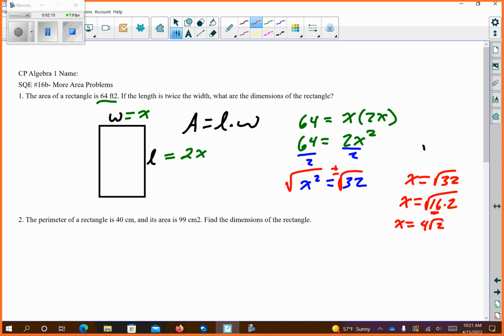Well, which side did we call x? W or L? W. So this side is 4 root 2, and this side's double that. So if I go 2 times 4 root 2, that would give me 8 root 2. So this side would be 8 root 2 feet, and this side would be 4 root 2 feet.